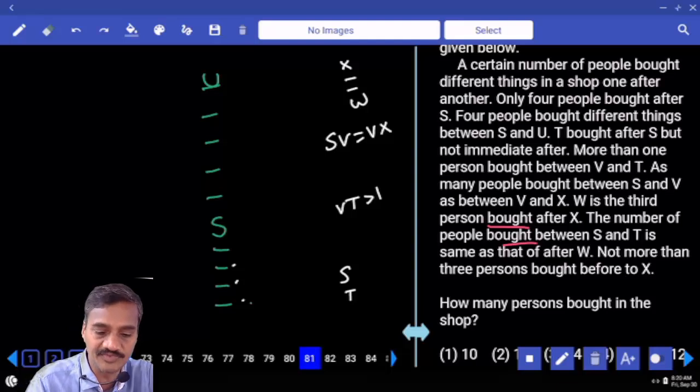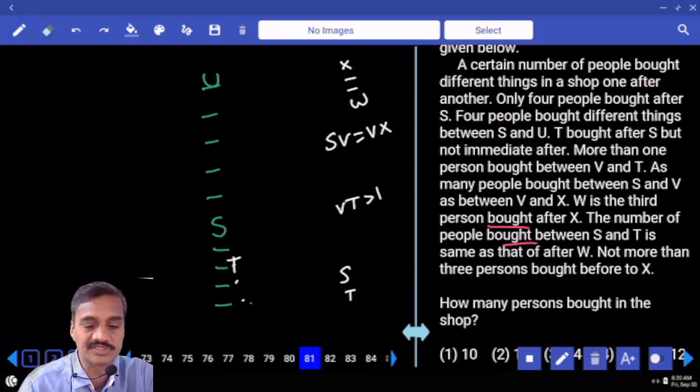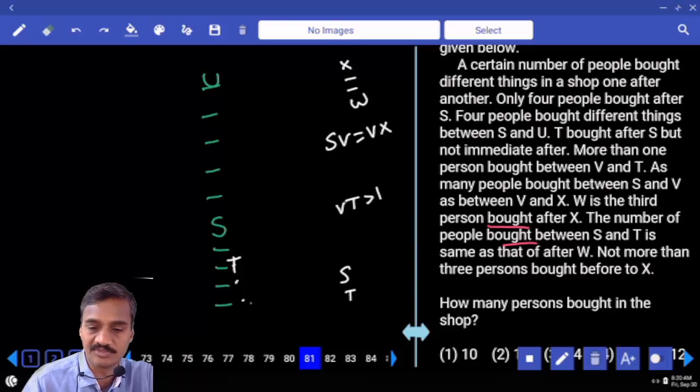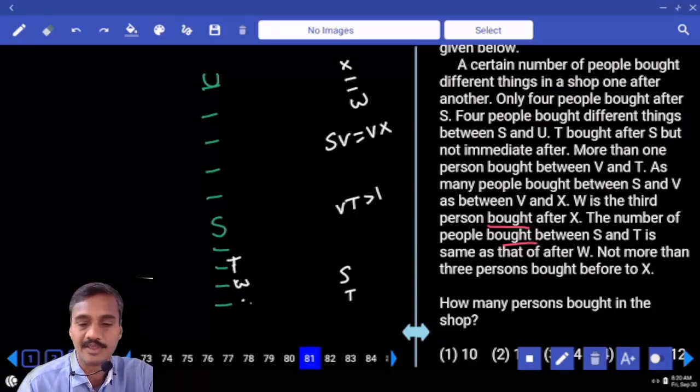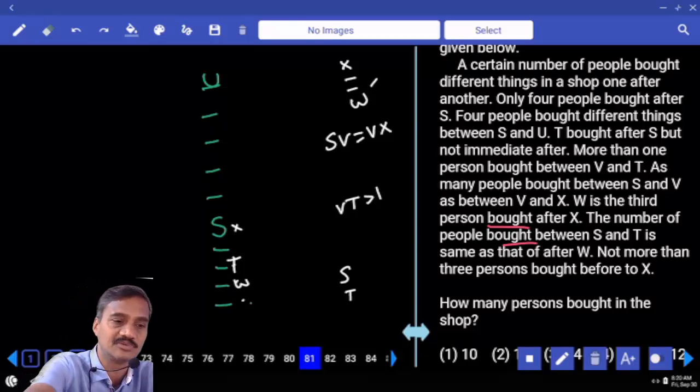S and T, if you take T at this place, there is 1 person between S and T. And there must be exactly 1 person after this W. W is here. If W is here, between W and X, X is 3 positions before W. Is it possible? Then S and X must be in the same place. Hence it is not possible, which implies that T cannot be at this place.